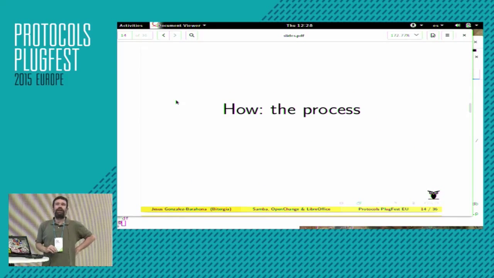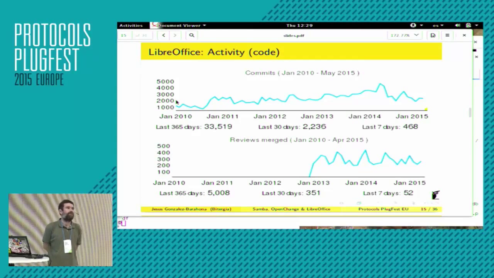Okay, now let's look at what we found about the process. As I said, this analysis is very, very basic. It's mainly activity, so you can, of course, do much more than that. But to stick to the basics, the first thing is just looking at the history of activity.